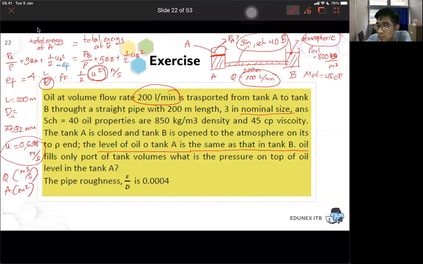Then how to get the friction factor? For the friction factor, you need to classify first whether it's laminar or turbulent. So you need to calculate the Reynolds number. You already got the diameter value and the velocity value. The density is 850 kilograms per cubic meter, already in standard unit, but the viscosity is in centipoise, so you need to convert it first.